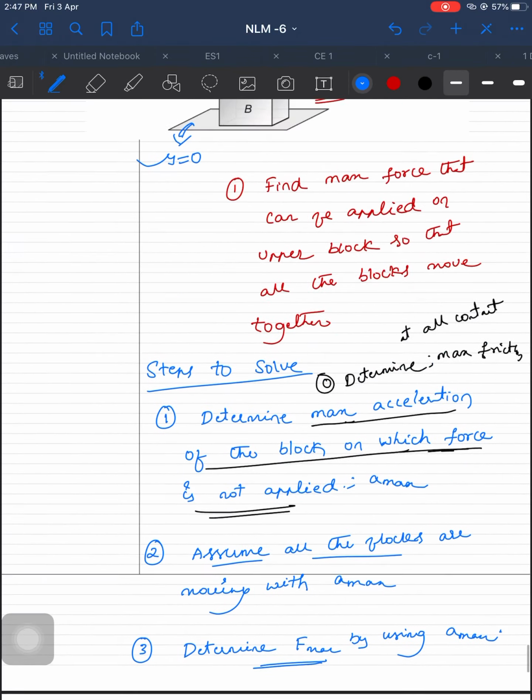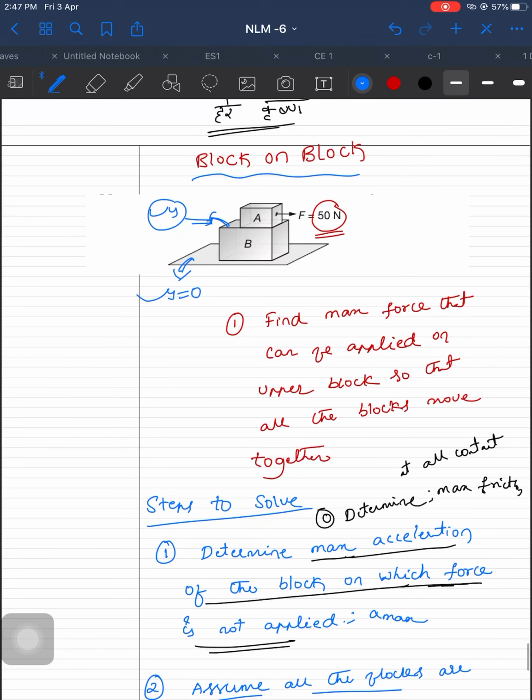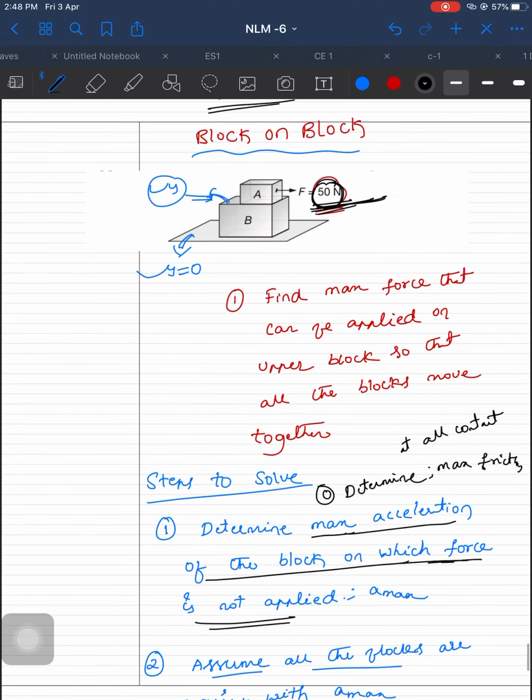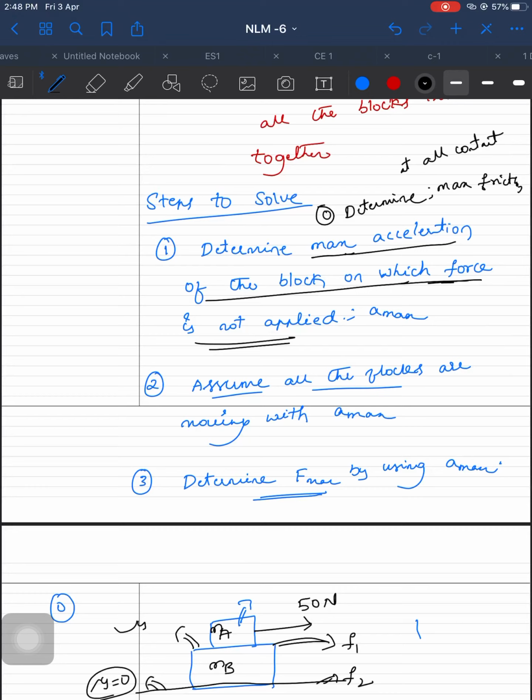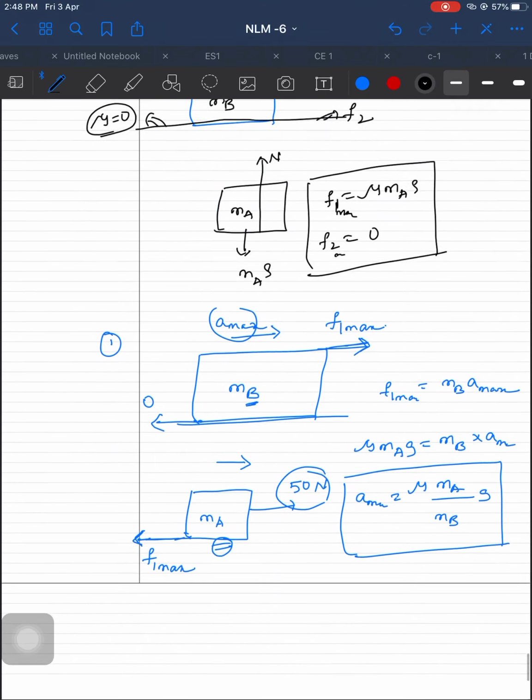Whatever value is given here, 50 Newton, forget about it. If you see any question where they give any data here, 50 Newton, 100 Newton, 120 Newton, 30 Newton, whatever they give, you forget about this part. First we should know the tendency of the blocks, how the blocks are moving. Blocks are moving together or blocks are moving separately, that we should know. To know that, how will we find it? We find it by finding the maximum force.